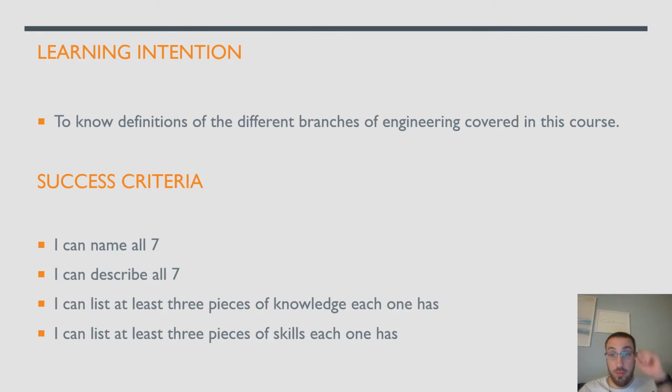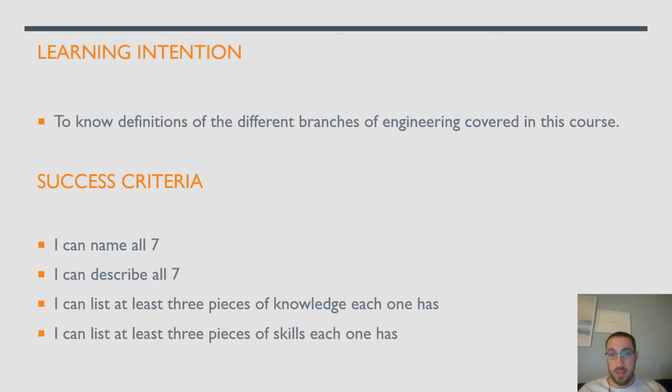Okay, now that you've written the 7 different types of engineer, the whole focus of this lesson is to know the definitions of the different branches of engineers covered within this course and what it actually means. So to do that, we're going to do 4 different things that we'll check at the end of the lesson. Have we managed to do them?